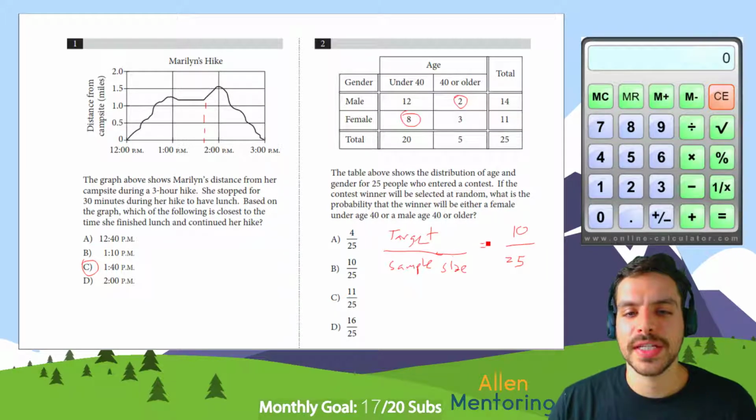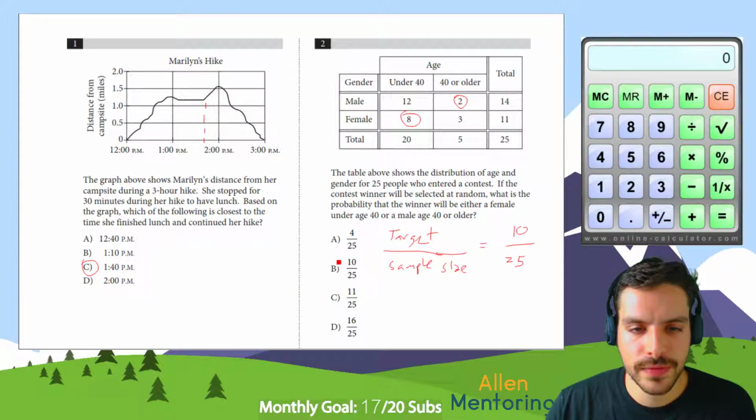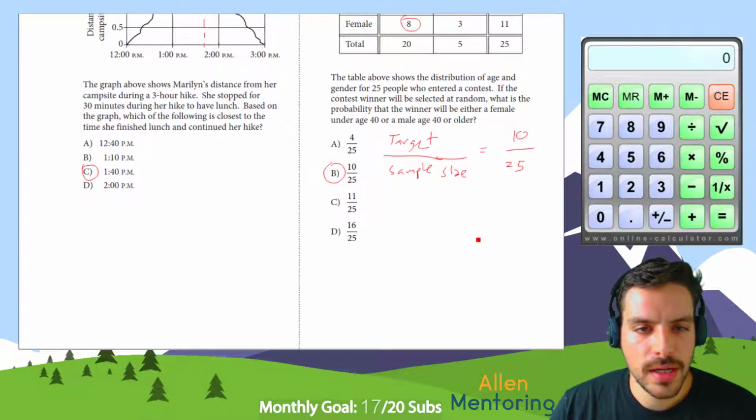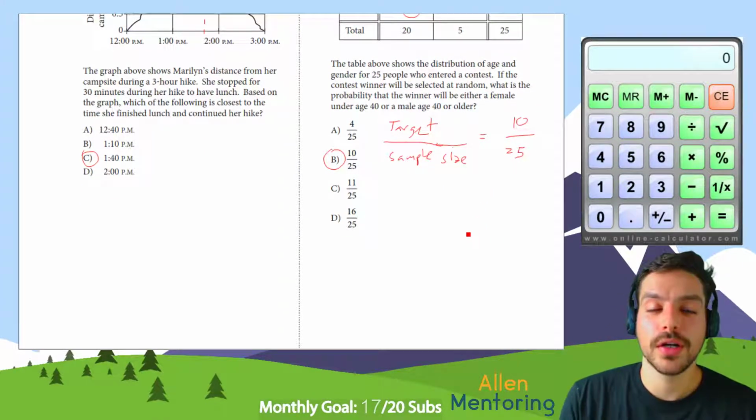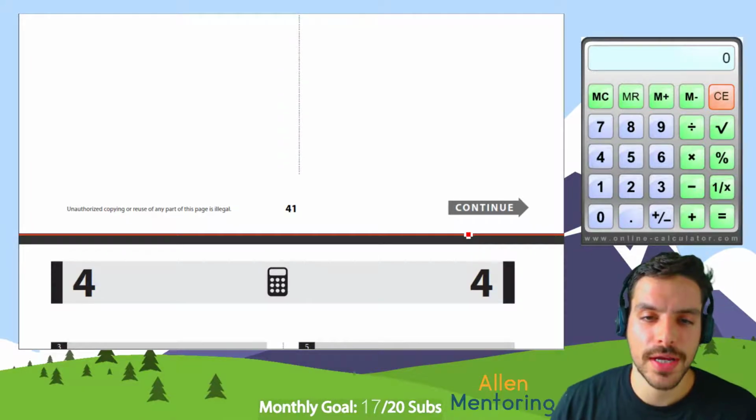All right, so if the target's 10 and the sample size is 25, our probability will be 10 out of 25. All right, and they probably could have reduced this, but I guess they want to make it easy because remember, the early problems in the sections are usually the easy ones, and they get harder and harder as you progress along.